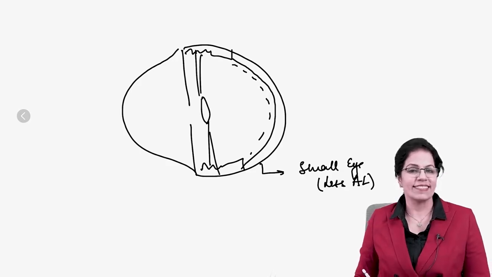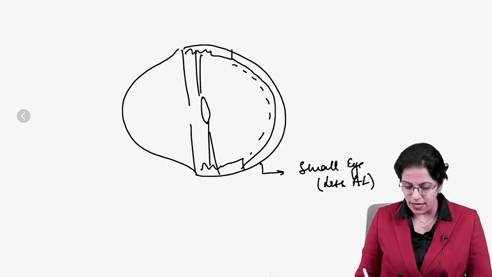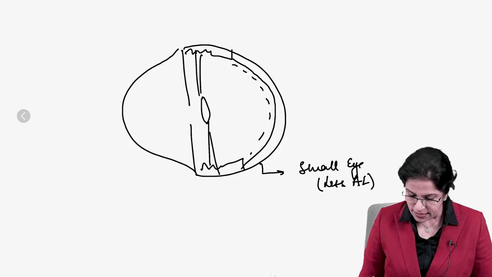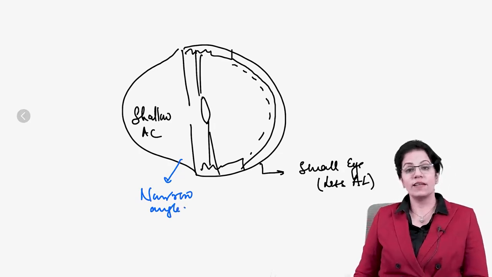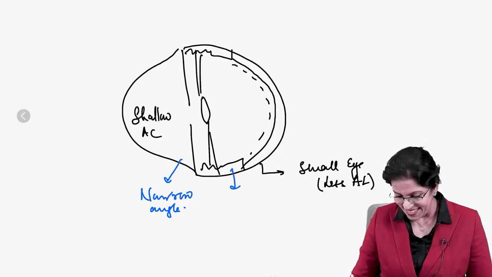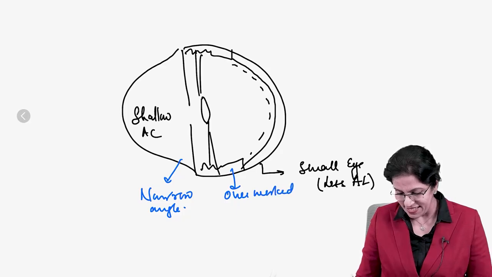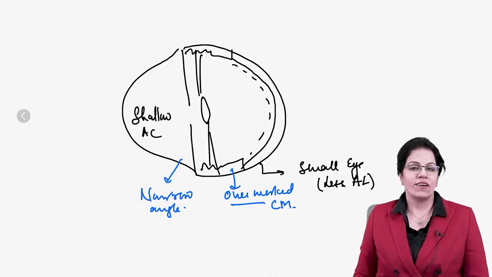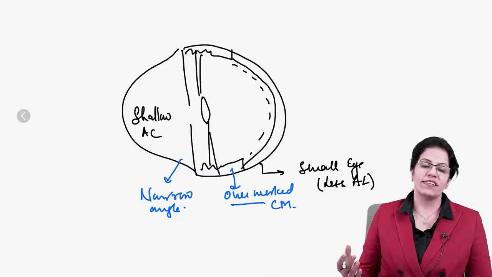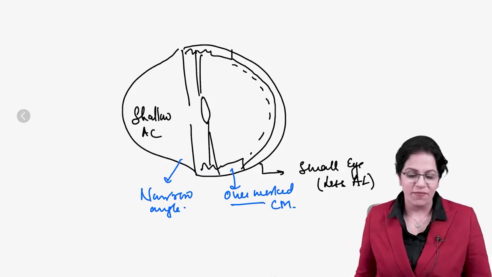Axial length is less, isn't it? And because of that, you can get a shallow instead of deep anterior chamber. What else? There can be a narrow angle. And this time the ciliary muscles are overworked. In myopia, it was all relaxed and even got atrophied. Here it is overworked, isn't it?